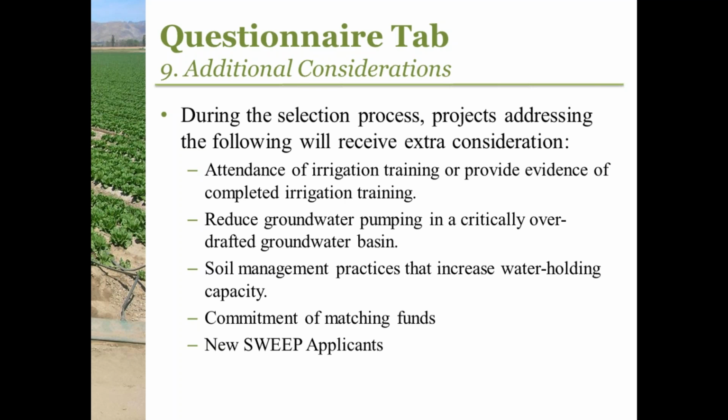Also, the reduction of groundwater pumping in a critically overdrafted groundwater basin. That information can also be found on the FAAST application. If there's any sort of soil management practices that are affiliated with the project, for instance, you're going to be applying compost, now, the SWEEP funds won't pay for that, but it's a good additional consideration if you're going to be doing cover cropping or mulching potentially. Also, your commitment to matching funds is a good piece of additional consideration, as well as if you're a brand new SWEEP applicant.